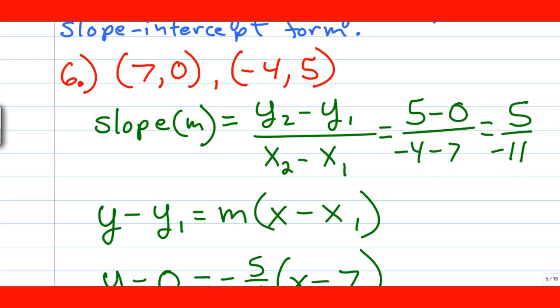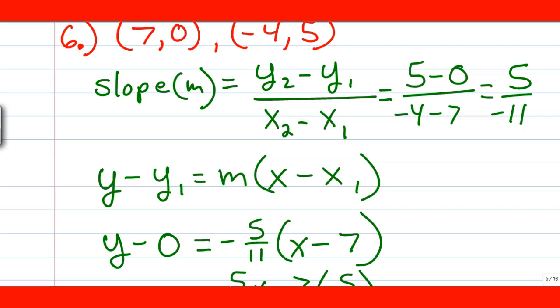Now that I have a slope, I can plug the information into the point-slope formula, which is y minus y sub 1 equals m times x minus x sub 1. I'm going to pick one of the 2 points that I was given. It doesn't matter which one. Sometimes it's easier to look for the one that has the smaller numbers. Keep the math really simple. So I'm going to choose the 7, 0 and plug it in.